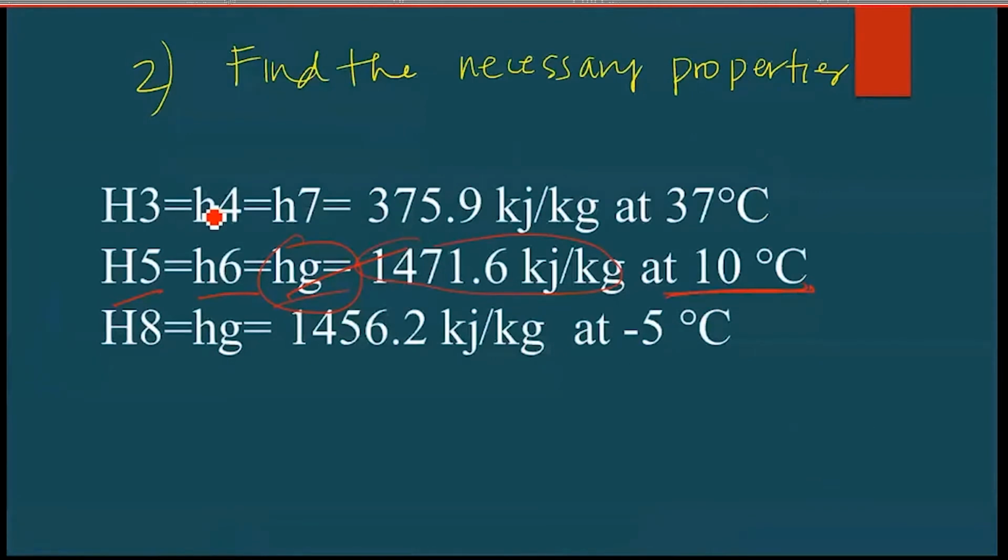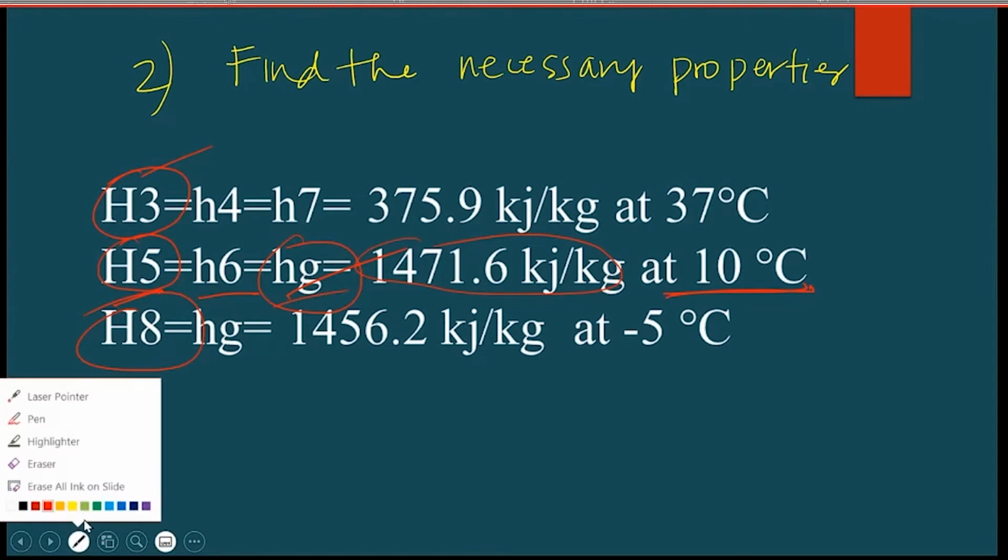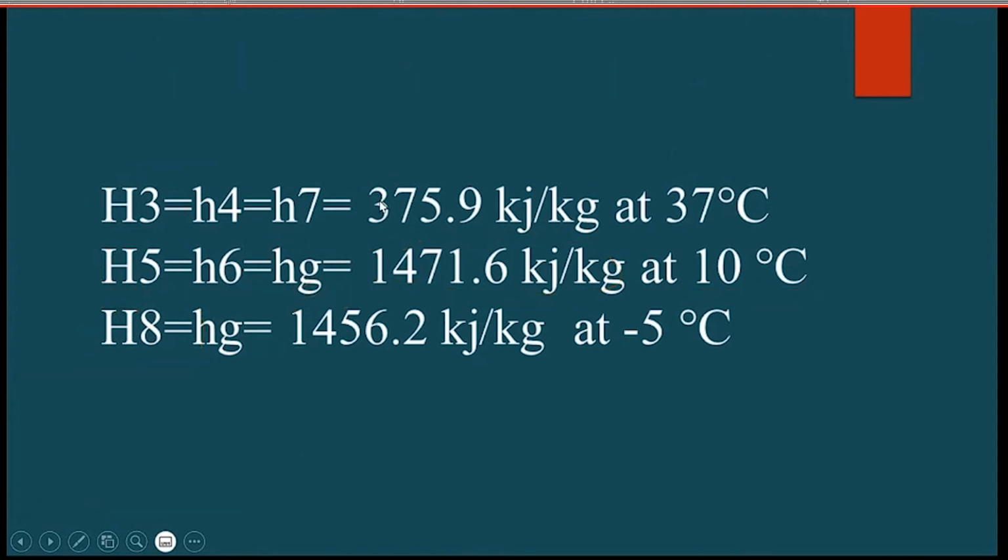Now, we were able to secure the values of H3, the enthalpy of gas. Then this one, enthalpy of fluid, then enthalpy of gas, then another enthalpy of gas. So we were able to get all those, and these are the values.